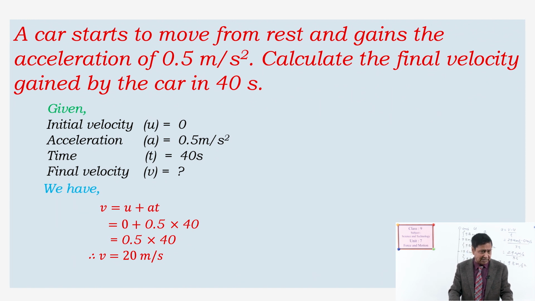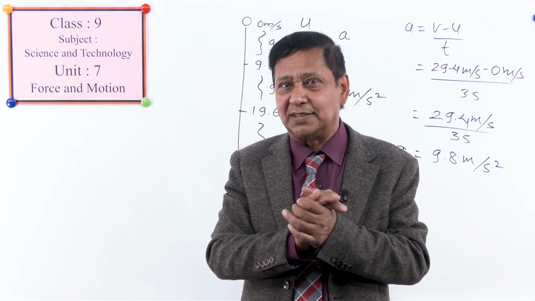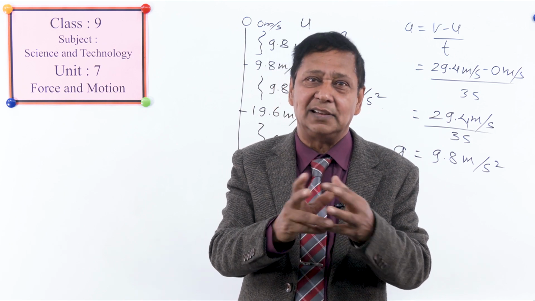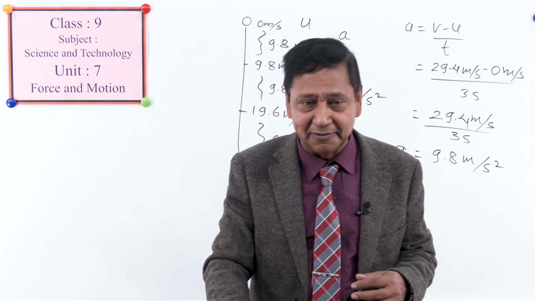We can write one sentence for our solution also. Therefore, velocity of car is 20 meter per second. Okay, very easy. We solved one numerical problem. You can say that this is an easy numerical problem, that's why easily solved. Okay, tough also comes. Let's see another numerical.